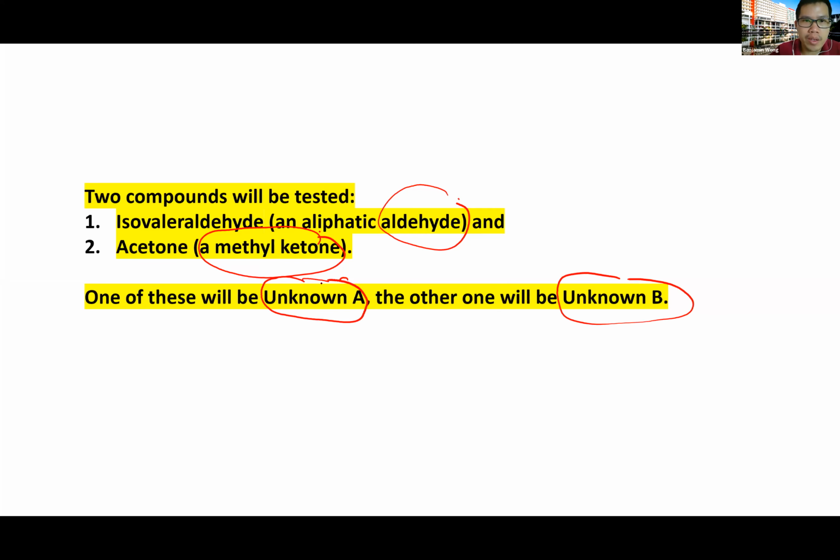So you will be taking the unknown A and go for a chromic acid test. Same thing with unknown B, you go for a chromic acid test, and then there's an observation. If it's an aldehyde, then it will turn to blue green. If it's a ketone, then you retain the red brown. So you're going to find out which is which. Is A the aldehyde or is B the aldehyde? And so forth.